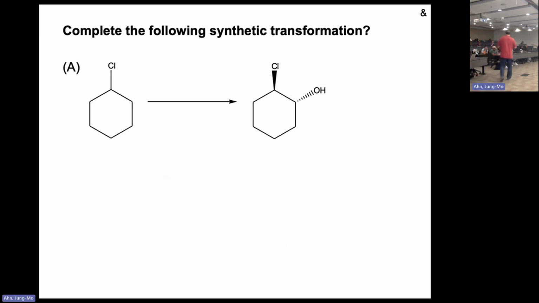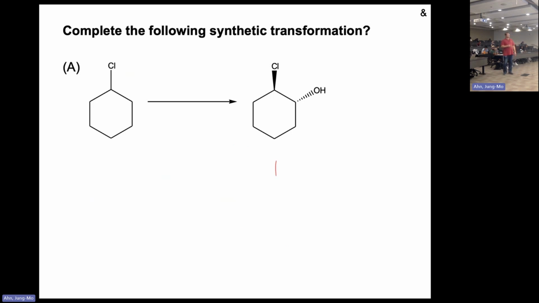I want you to recognize the products of the halohydrin reaction, right? Halogen is on one carbon, hydroxyl is on the other carbon, and they are trans. This is what a product of the halohydrin reaction looks like. Halogen on one carbon, hydroxyl on the other carbon, right?